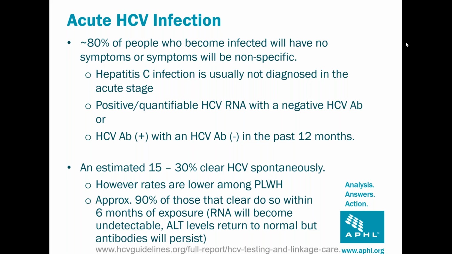It's also estimated that about 15 to 30% of HCV infections will clear spontaneously. However, there's literature that estimates these rates are lower among people who live with HIV, probably in the range of 10 to 12%. Approximately 90% of those that clear will do so within 6 months of exposure, so they never get to that chronic stage. The RNA will become undetectable, the ALT levels will return to normal, but antibodies will persist. Next slide, please.